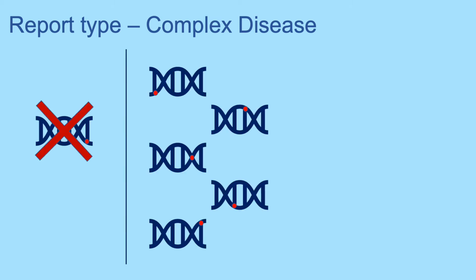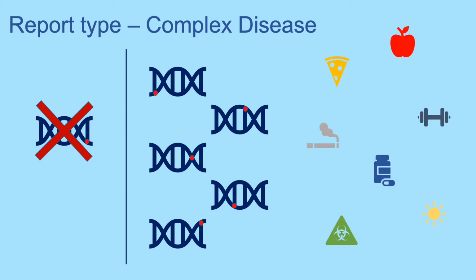The second type of result you can get from your DTC genetic test is the risk for developing complex diseases, such as specific cancers, diabetes, and Alzheimer's. Complex diseases are a little bit more tricky than recessive ones because they're often influenced not only by one gene, but by many other genes as well as your environment and lifestyle. Some examples of lifestyle and environmental factors are diet, exercise, medications, and exposure to mutagens. DTC companies are able to give less accurate results than they can for carrier status because there are so many more factors influencing your disease risk.